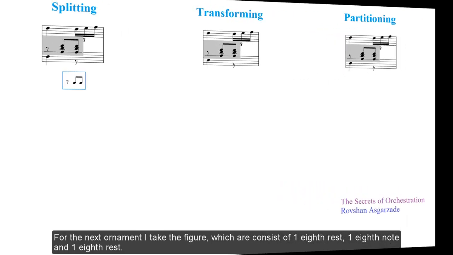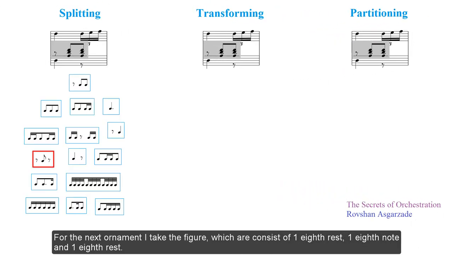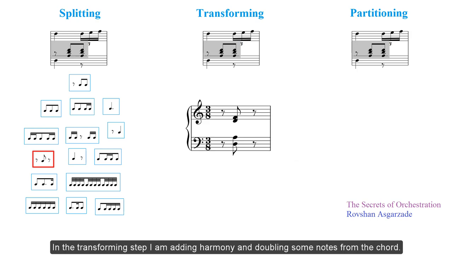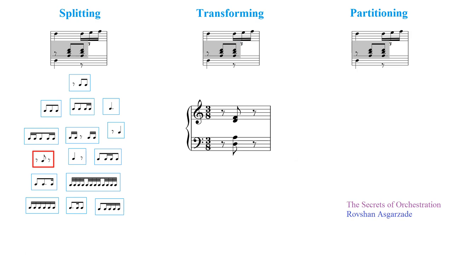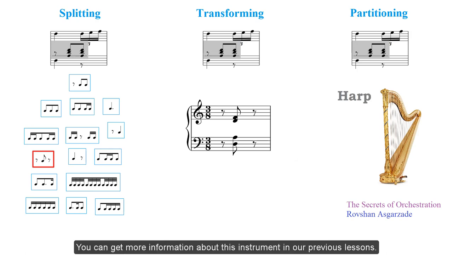For the next ornament, I take the figure which consists of 1/8 rest, 1/8 note, and 1/8 rest. In the transforming step, I'm adding harmony and doubling some notes from the chord. I create this for the harp player. You can get more information about this instrument in our previous lesson.